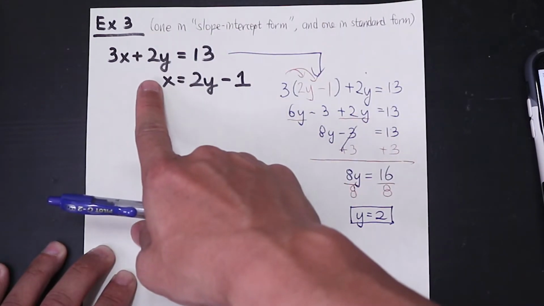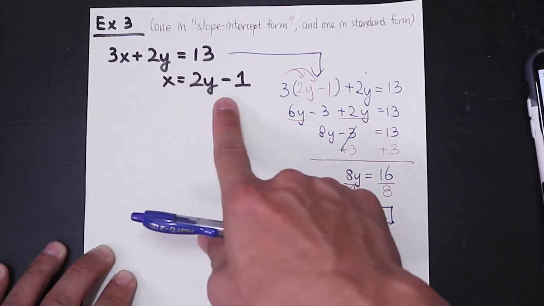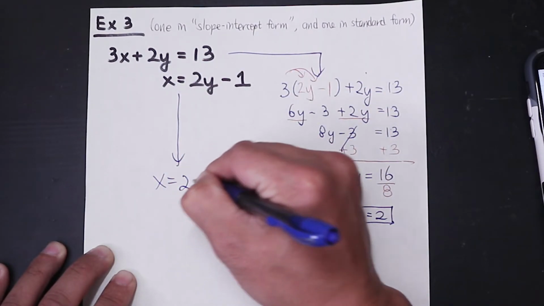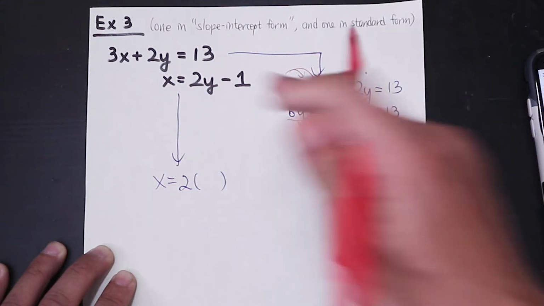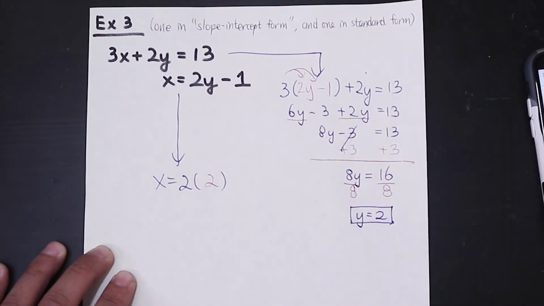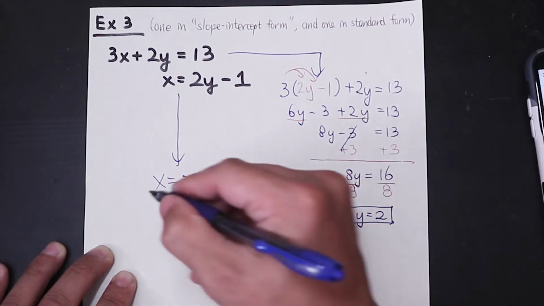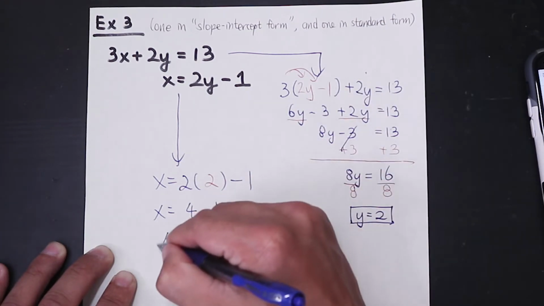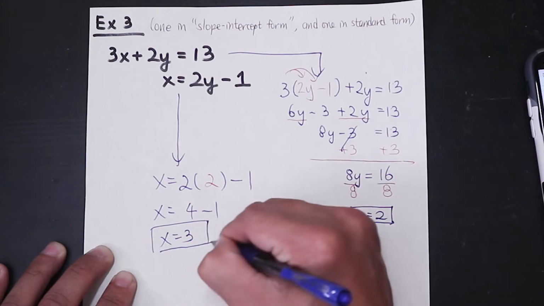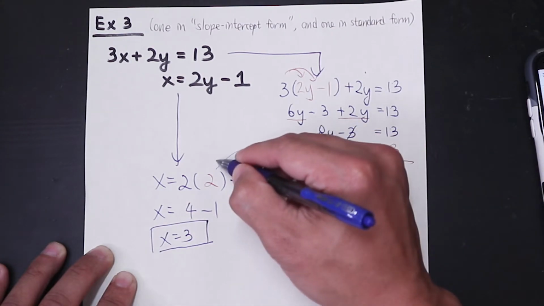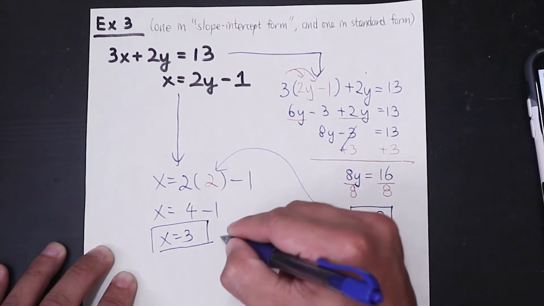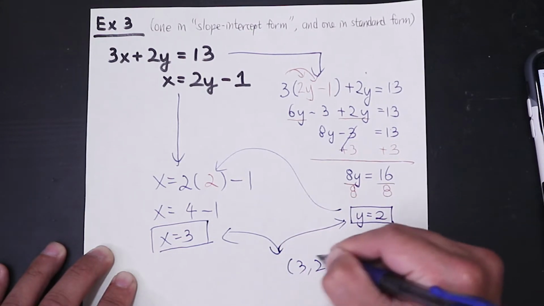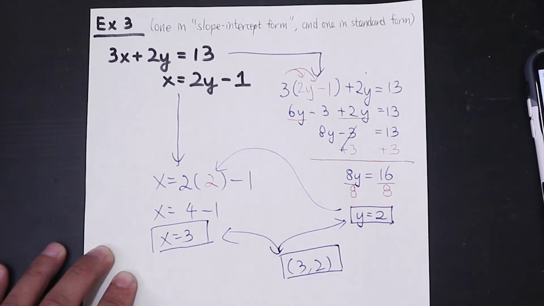Well, you're going to pick the easiest equation, which is the second one, right? You rewrite it. So you have x is equal to 2 times, and then you found the y as 2. So 2 times 2 minus 1. And then from here, 2 times 2 is 4. 4 minus 1 is 3. So you get x is equal to 3. Okay? So that means these two answers, when you combine them, you get the ordered pair (3, 2). And then that's your final answer.